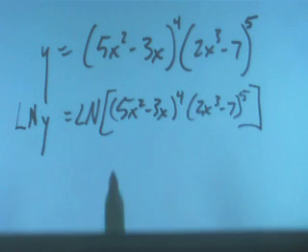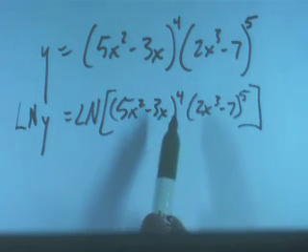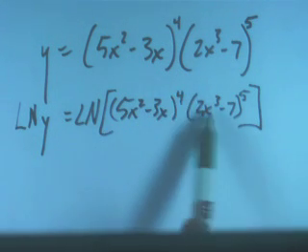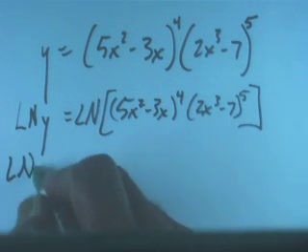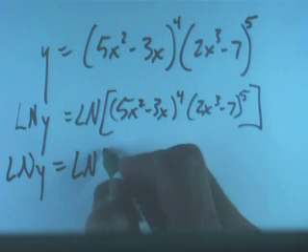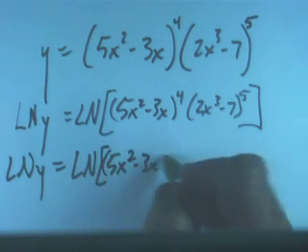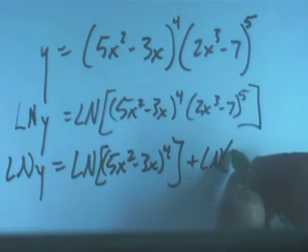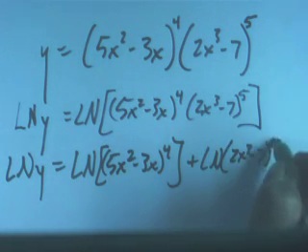Now, however, we're going to use properties of logarithms to simplify this right side. We see that we have a product, this binomial to a power times that binomial to a power, so we'll write that as two logarithms. We have the natural log of the first one, 5x squared minus 3x to the fourth, and we can add that to the natural log of 2x cubed minus 7 to the fifth.